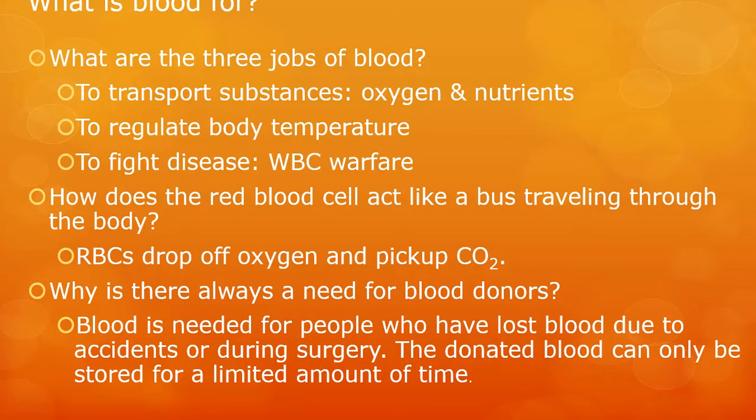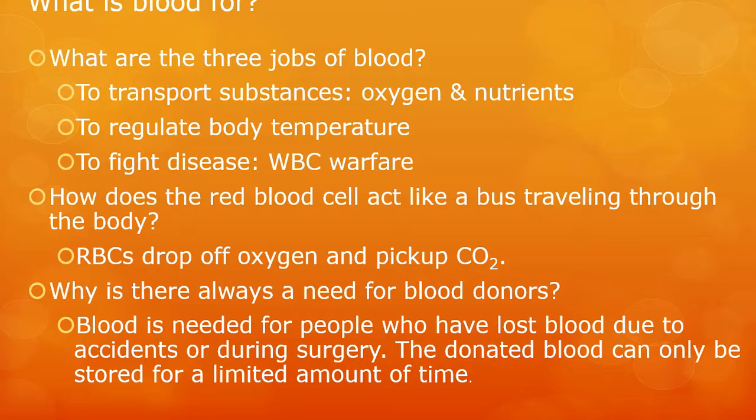But also you may notice that you get pink. Your cheeks get pink. And that is because the red blood cells are rushing to the surface of your skin to also cool off. So they help to regulate our body temperature. 3, blood helps to fight disease. We have warfare with our army of white blood cells. So how does the red blood cell act like a bus traveling through our body? That's a good description right there. It drops off oxygen and picks up CO2, right?